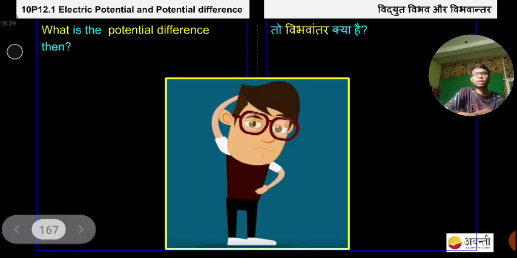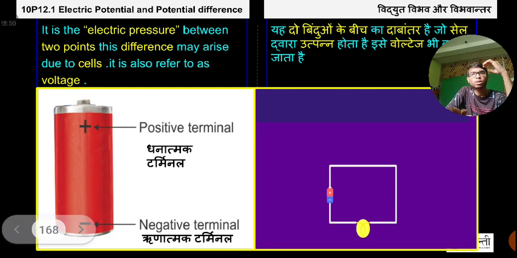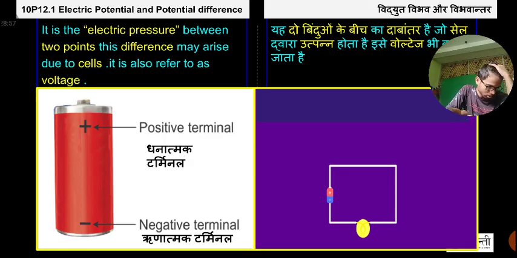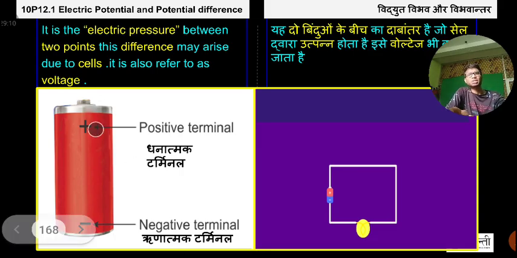We are crystal clear about potential energy. Okay, but what is the potential difference? It is the electric pressure between 2 points. This difference may arise due to cells. It is also referred to as voltage. Here we have this positive terminal and this negative terminal. We can see these two terminals.